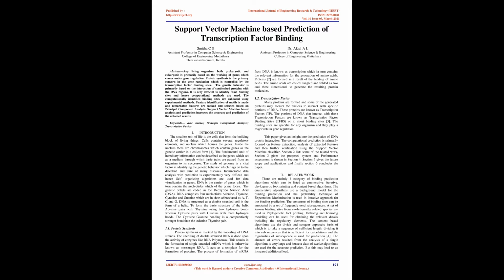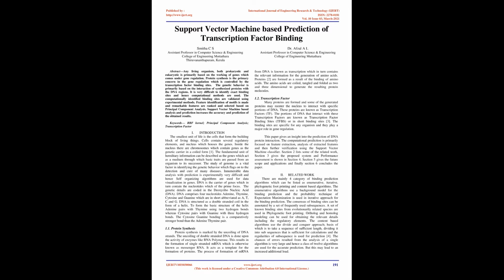The computational prediction is primarily focused on feature extraction, analysis of extracted features, and then further verification using the support vector machine classifier. Section 2 lists some of the related work. Section 3 gives the proposed system, and performance assessment is shown in Section 4. Section 5 gives the future scope and applications, and finally Section 6 concludes the paper.